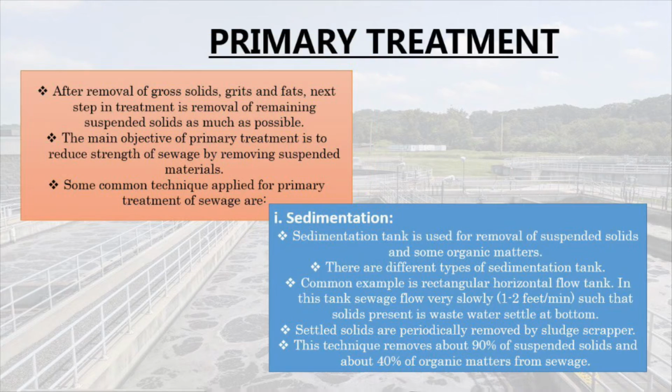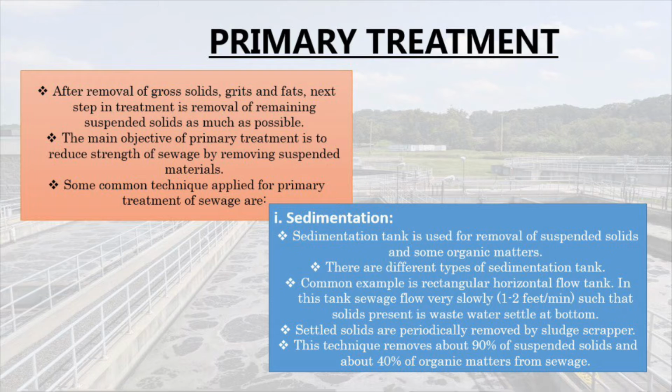After the preliminary treatment is primary treatment. After removal of gross solids, grease and fats, the next step in treatment is removal of remaining suspended solids as much as possible. The main objective of primary treatment is to reduce the strength of sewage by removing suspended materials.